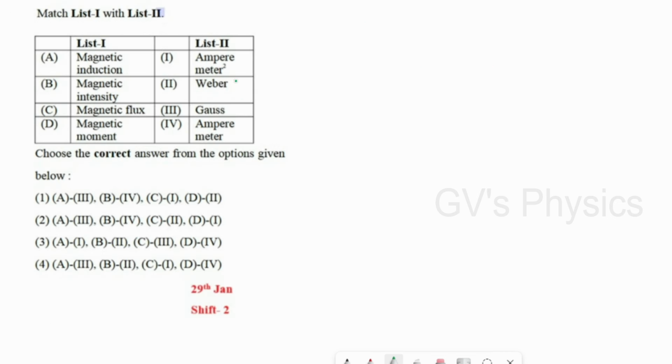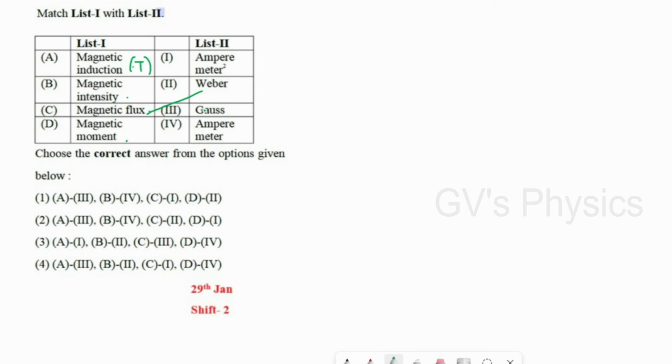Next question, we have to find the unit for the following quantity: magnetic induction, magnetic intensity, magnetic flux and magnetic moment. So first we'll start with the basic one, magnetic flux. For magnetic flux, we know the unit is Weber. So C will match with 2. And for magnetic induction, the SI unit is Tesla.